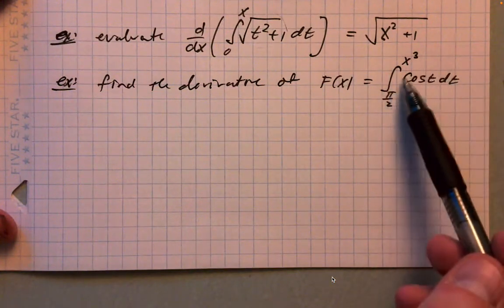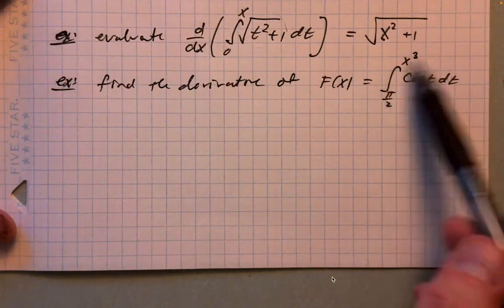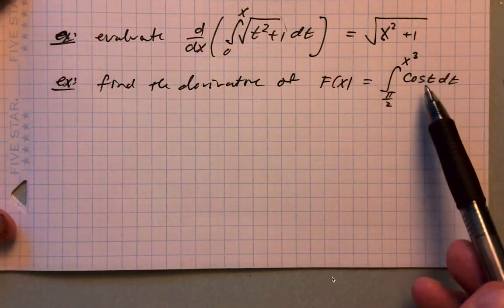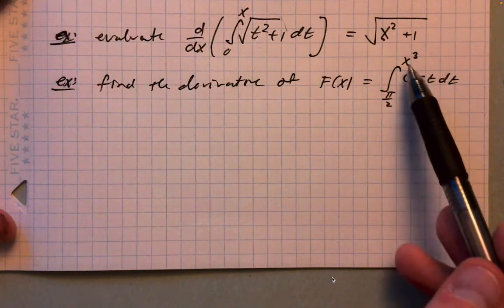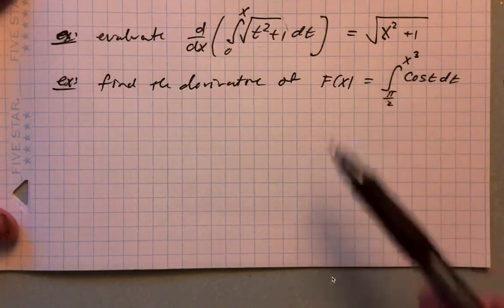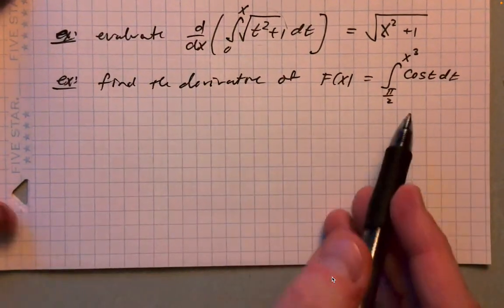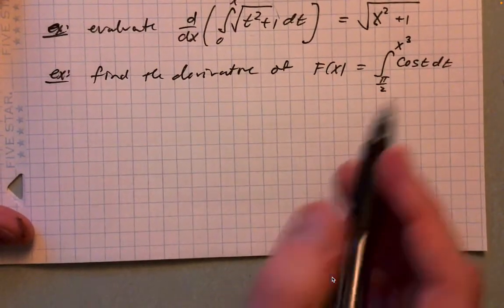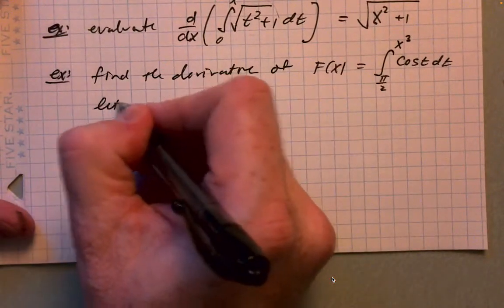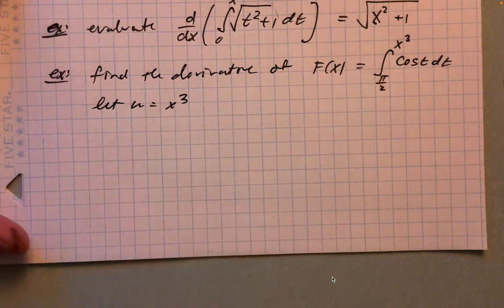So you've got the outside function, which is this integral part, and then you've got the inside part, which is the x cubed, right? That's a function itself. So we're going to approach this from a chain rule standpoint. So let's let u equal x cubed.